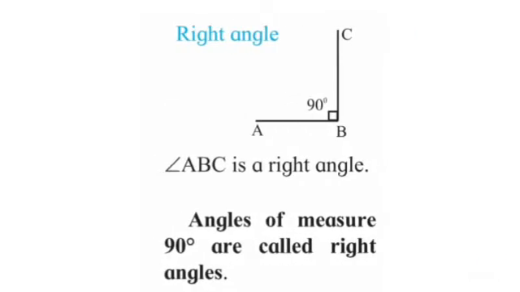Right angle. The angle between line or arm AB and BC is 90 degrees. So angle ABC is a right angle. It means the definition of a right angle is: angles of measure 90 degrees are called right angles.